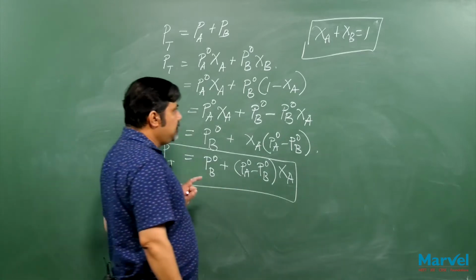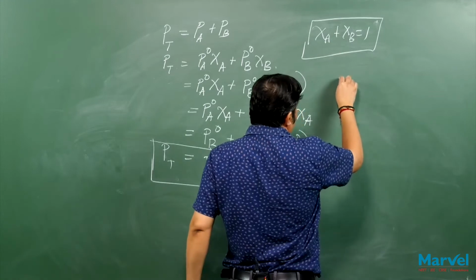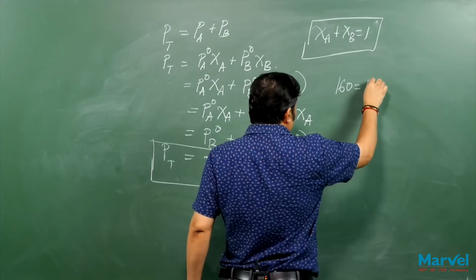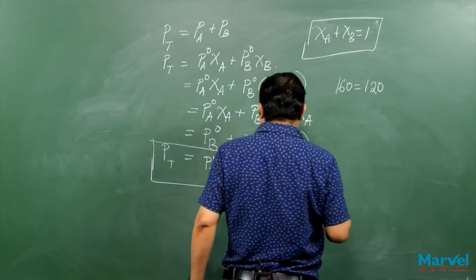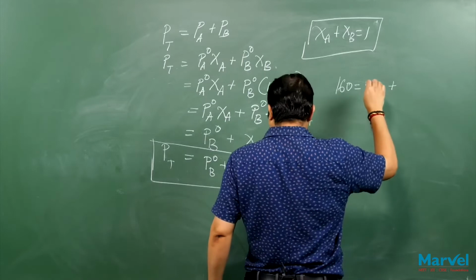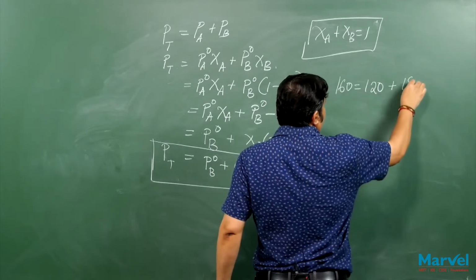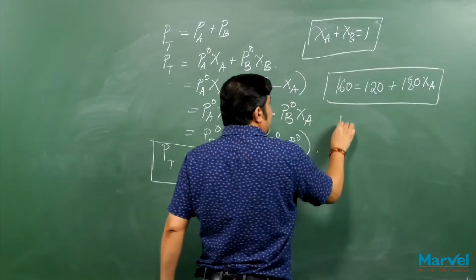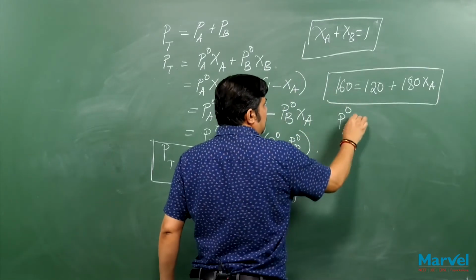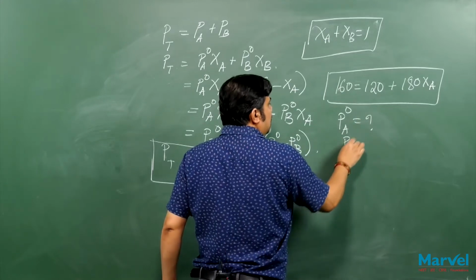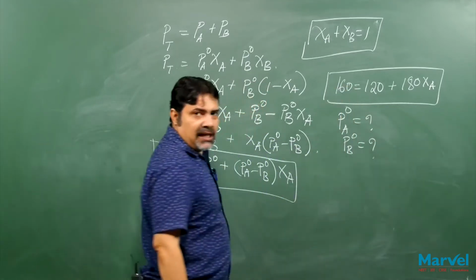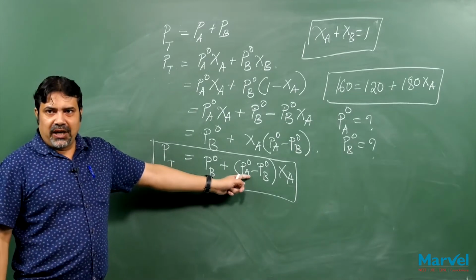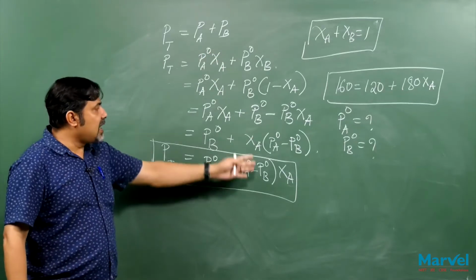One year they gave the problem like this: 160 will be equal to 120 plus 180 mole fraction of A. So they are giving it like this. Then they are asking what is PA naught and what is PB naught. Like that they put the questions. So that means we have already reached here. You look at this way, you have to write down. From here itself we are coming over here.